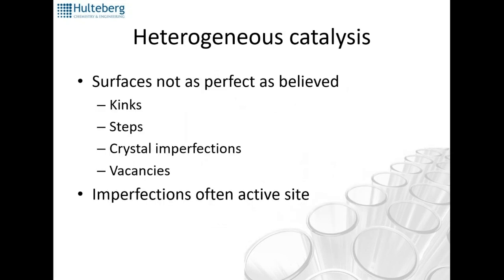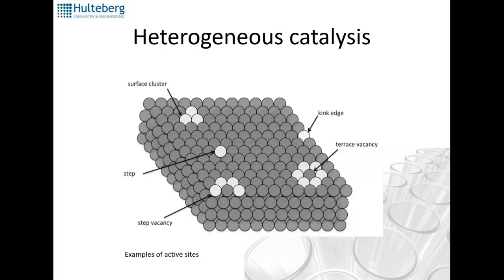Coming back to the active site, these surfaces that we produce are not as perfect as we believe. There are kinks, there are steps, there are other crystal imperfections like vacancies that often prove to be the active site. So if you look at these nice crystals, you see that sometimes there is a surface cluster where there are some extra atoms on top. You have kinks in the edge, you have terrace vacancies or step vacancies like this, or indeed a step.